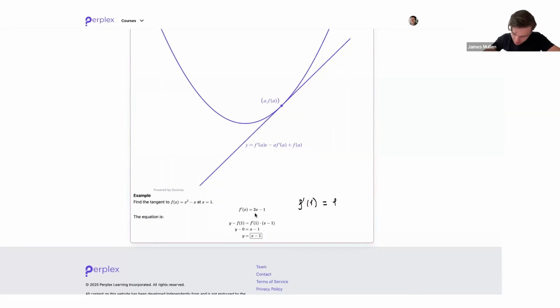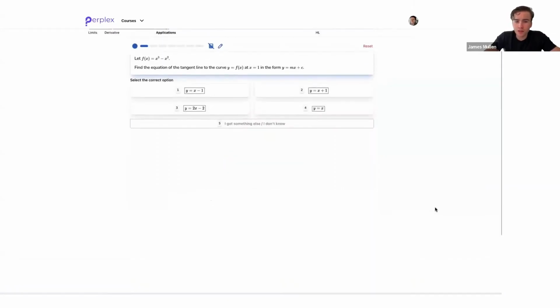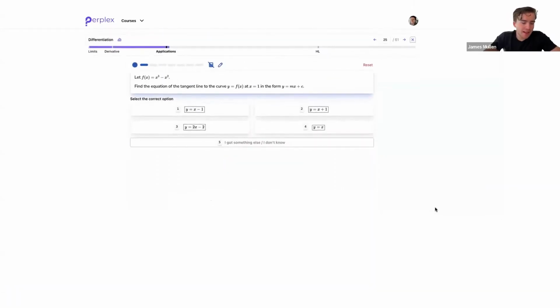What I put in this minus 1 is the x coordinate that I'm interested in, right? So I do y minus the y coordinate is equal to the slope times x minus the specific x coordinate that I'm looking at. And that gives me the equation y is equal to x minus 1 for my tangent. It's your turn. I'm going to give you 20 seconds to get a head start on me. Okay, I think that's enough time.